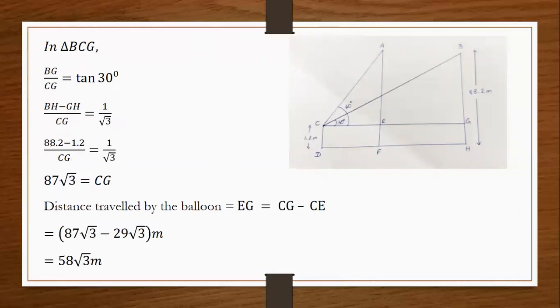Now, let us consider the triangle BCG. BG by CG is tan 30 degrees. Now, again, BG can be written as BH minus GH, which would again be 87. And CG is what we have to find. When we cross multiply, we will get CG to be 87 root 3. Now the distance traveled by the balloon, EG, is CG minus CE, which would be 87 root 3 minus 29 root 3. So the answer would be 58 root 3 meters.